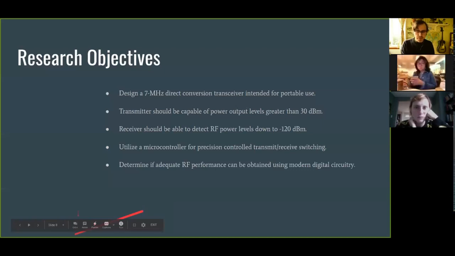Also we want to use a microcontroller for the transmit receive switching and determine if adequate RF performance can actually be achieved with modern digital circuitry.